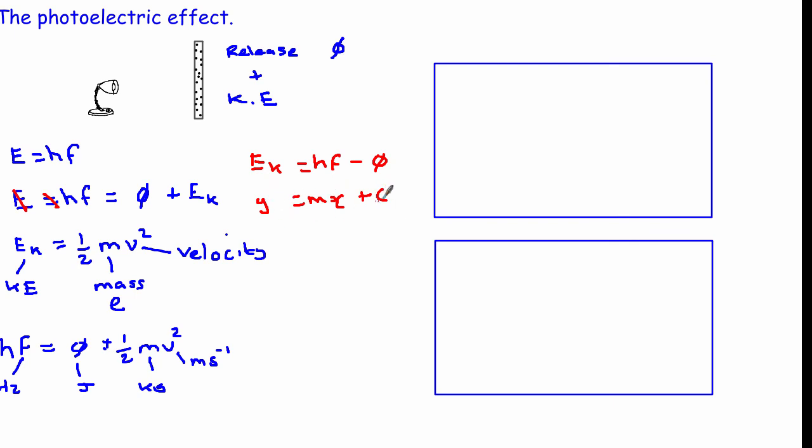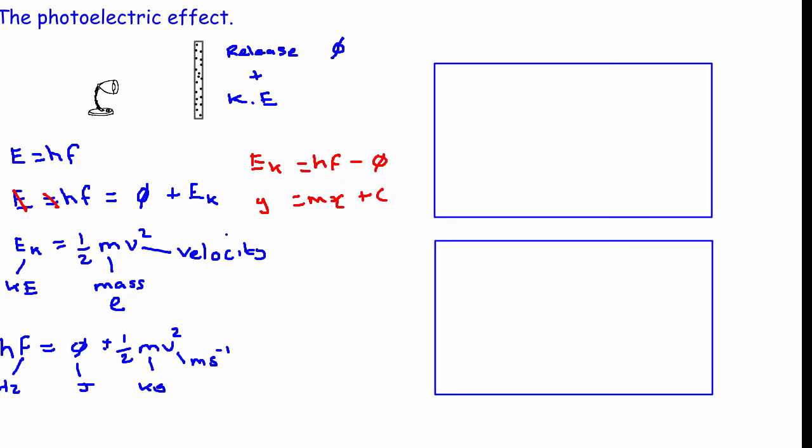Okay, so y equals mx plus c, and if we look at that, we know that that's the equation of a straight line. So if we plot a graph where we put the kinetic energy on the y-axis, we have the frequency on the x-axis, then we should end up with a gradient that's Planck's constant and an intercept on the y-axis, which gives us the minus of the work function.